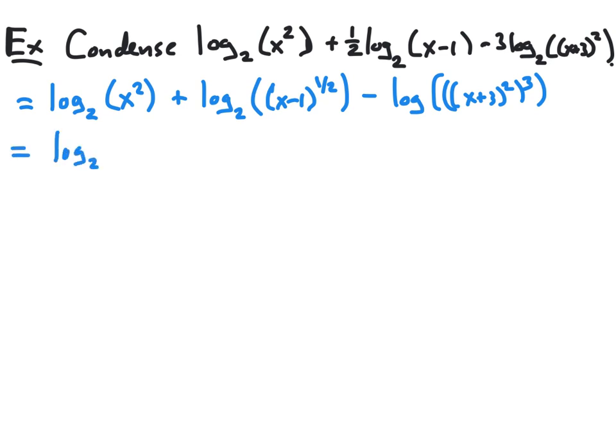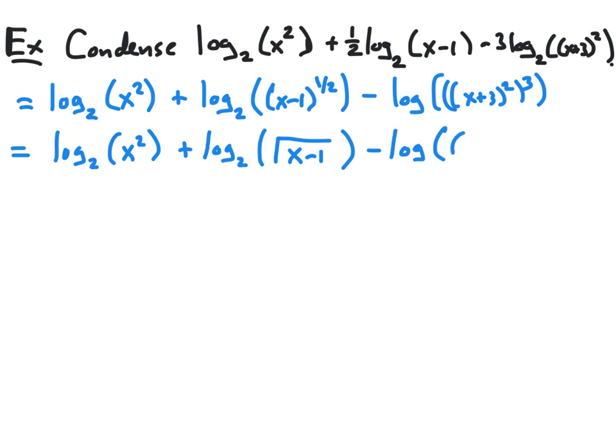Each of those can be simplified a little bit. Raising something to the 1/2 power is the same as taking the square root, so it might be more natural to write that as the square root of x minus 1. And squaring something and then cubing the result is the same thing as raising the original expression to the 6th power.